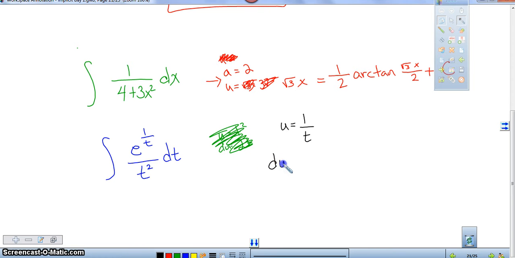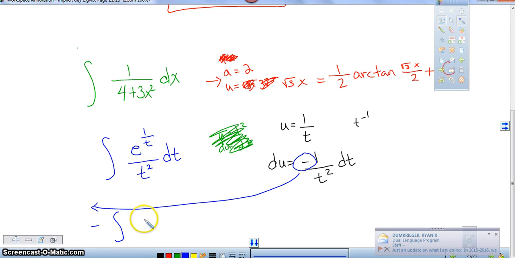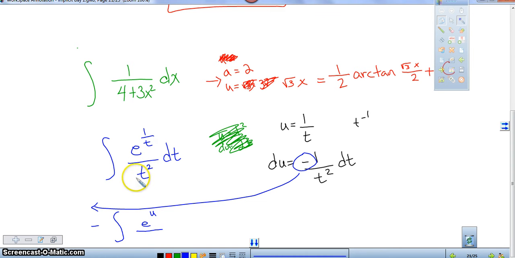And when you take the derivative of that, remember that's t to the negative 1, I get negative 1 over t squared dt. So if I move my negative out front, and now I have e to the u over, well, this t squared in the denominator is taken care of by this one. So I just have e to the u over 1, or just e to the u du.